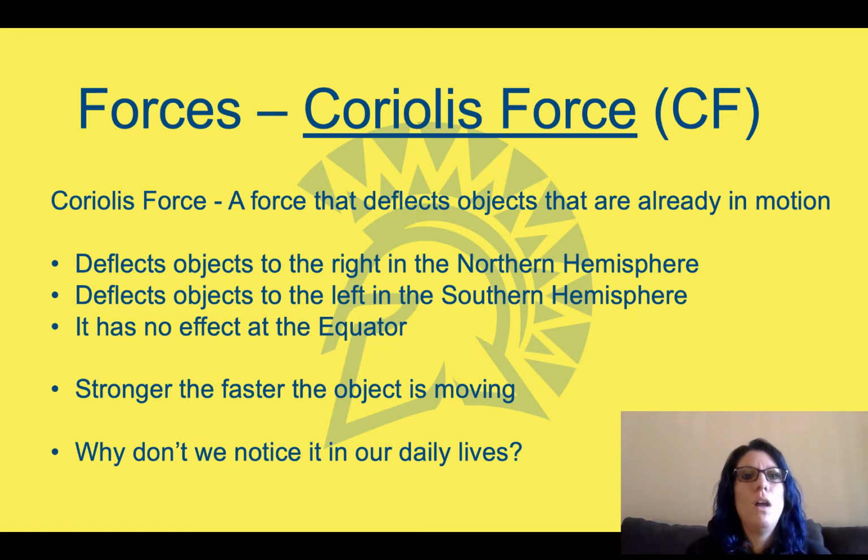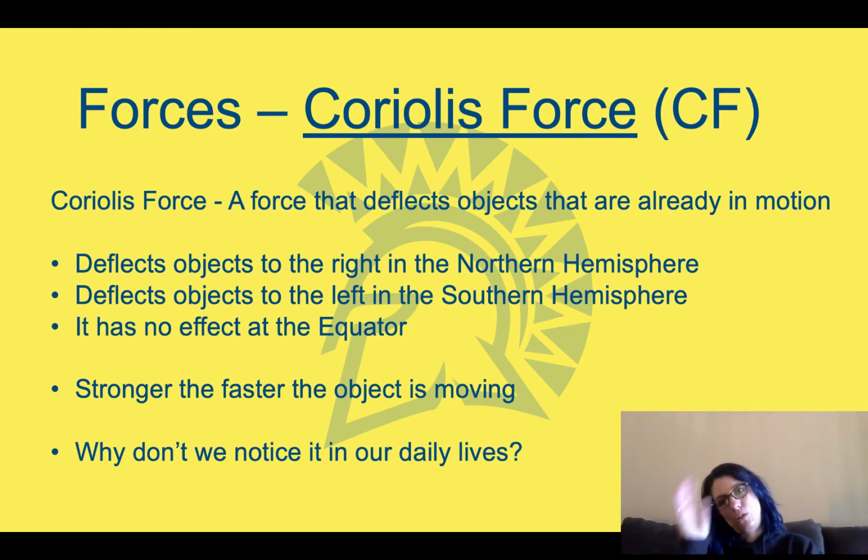All right, so this is going to be forces, the Coriolis force. The Coriolis force is a force that deflects objects that are already in motion. So remember, the rest of the forces other than pressure gradient force are going to be objects already in motion. It's going to basically move them in some way or another. All right, so the Coriolis force deflects objects to the right in the northern hemisphere and to the left in the southern hemisphere.